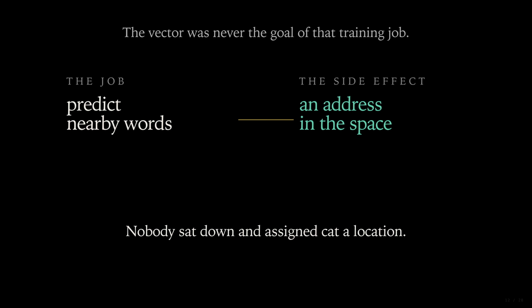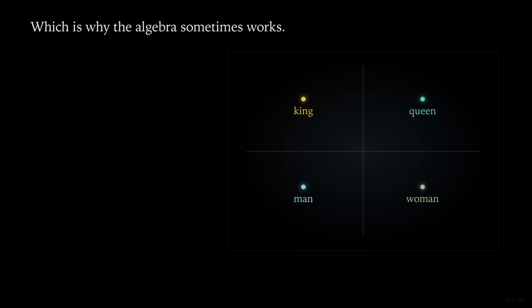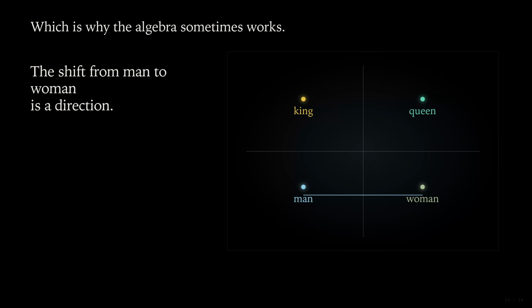Nobody sat down and assigned cat a location, which is why the algebra sometimes works. King minus man plus woman lands near queen, because the shift from man to woman is a direction in the space, and king sits a similar shift away from queen. It is a famous demo.